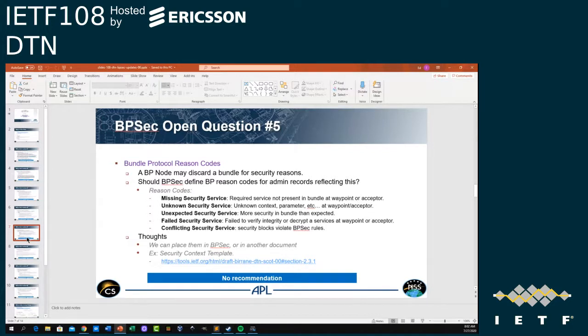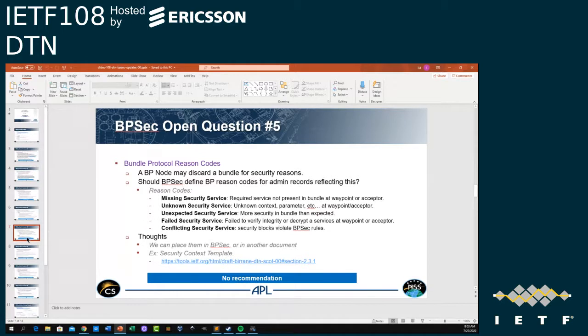The 5th question is, where should we put bundle protocol reason codes? One thing that came out of our analysis was, if you choose to remove a bundle from the network based on a security-related reason, then you may want to add security-related reason codes. And a question that came up is, where is the right place to represent those security-related reason codes? There are 2 places that we thought of that you could put that information. One is in BPSec itself.